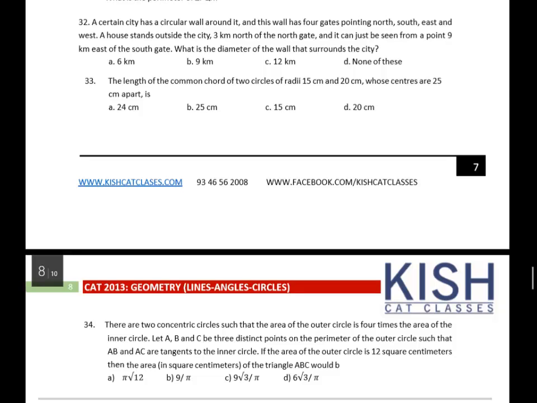A certain city has a circular wall around it, and this wall has 4 gates pointing north, south, east and west. A house stands outside the city 3 kilometers north of the north gate, and it can just be seen from a point 9 kilometers east of the south gate. What is the diameter of the wall that surrounds the city? I think you are going to get a right angle triangle here again.